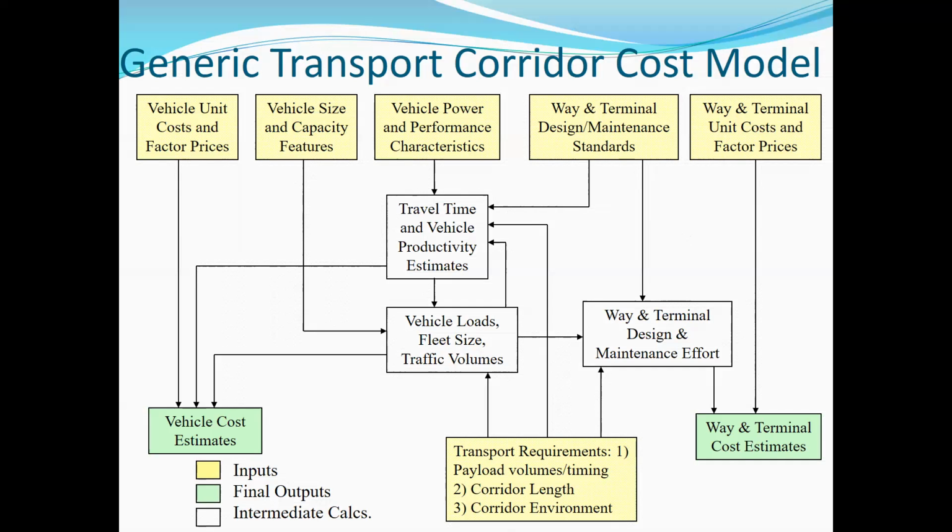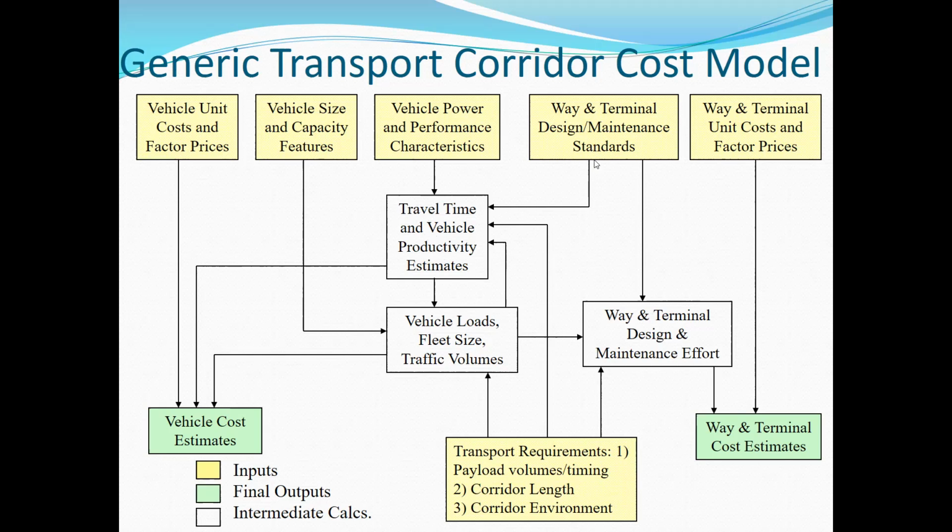Okay, so I hope you had a chance to look through this slide for at least a minute or so. And as you look through the slide, what do you see? You see all these things that you will require for a transportation corridor cost model. Then you'll use the vehicle power and performance characteristics, way and terminal design, and way and terminal cost. And then you'll use these to estimate, with vehicle power and performance, the travel time and vehicle productivity estimates.